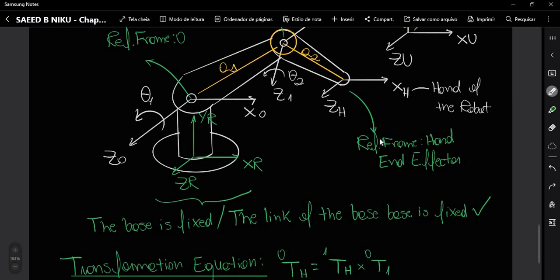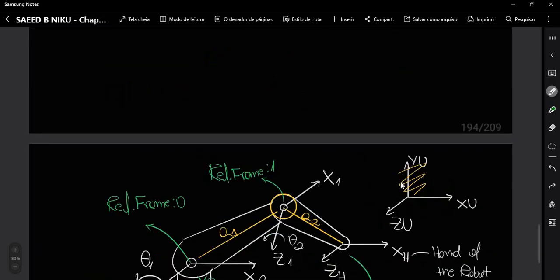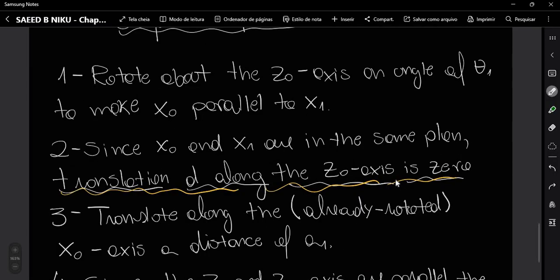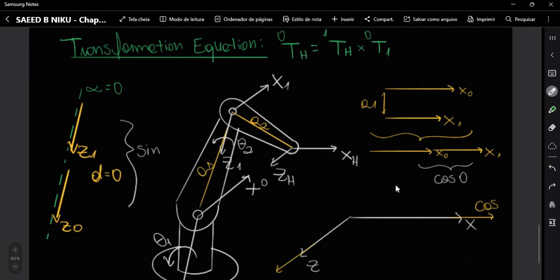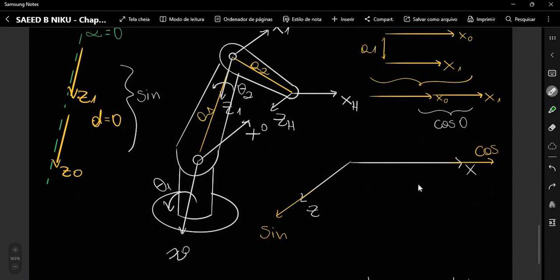So after assigning these axes and turning these joints into reference frames, we apply these 4 motions, which is a sequence, and we need to follow the sequence. We cannot apply, for example, the second motion as the first one. We need to follow this sequence. This is very important. And after that, we have accomplished our goal, which is to transform from one local reference frame to the next one.